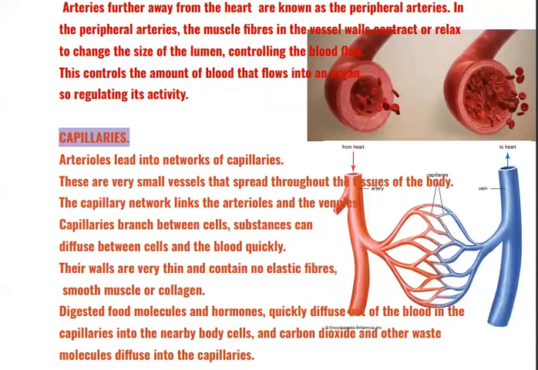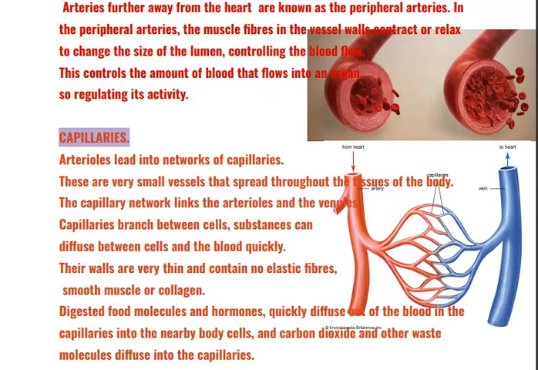Capillaries. Arterioles lead into networks of capillaries. These are very small vessels that spread throughout the tissues of the body. The capillary network links the arterioles and the venules. Capillaries branch between cells. Substances can diffuse between cells and the blood quickly.